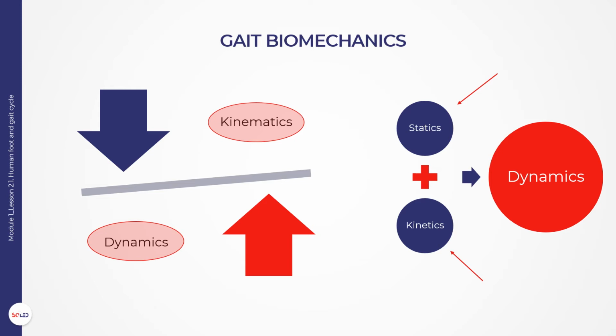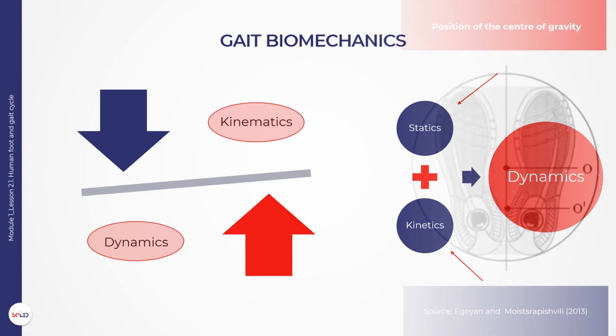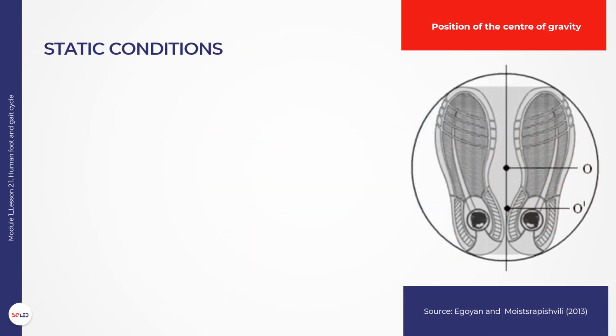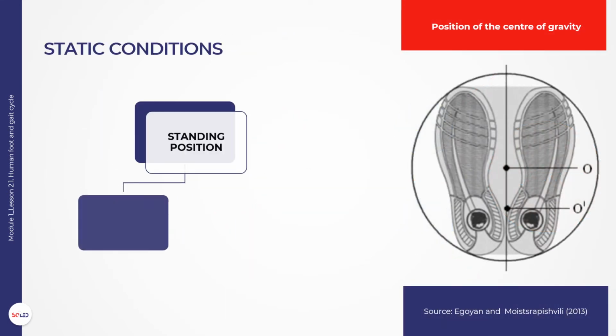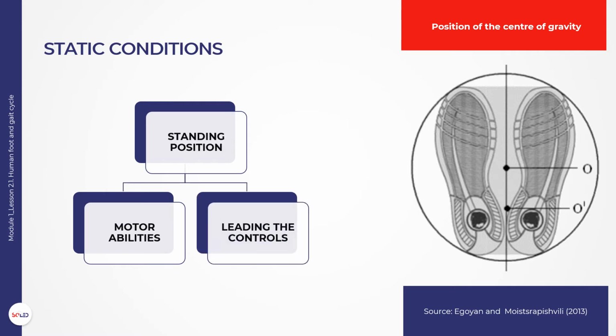Static condition. The standing posture is important for human motor abilities, and controlling it is a vital requirement for daily physical activities in life. In the orthostatic position, the human bearing surface is determined by the size of the plantar surface of the two legs that are in contact with the ground.